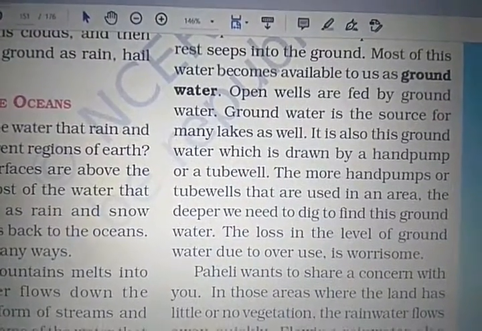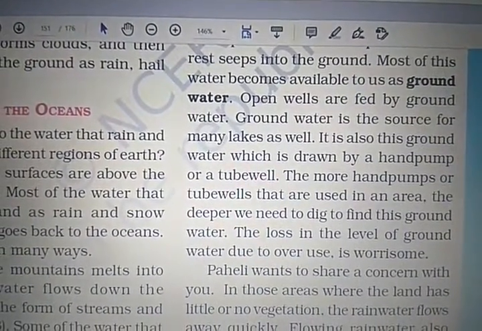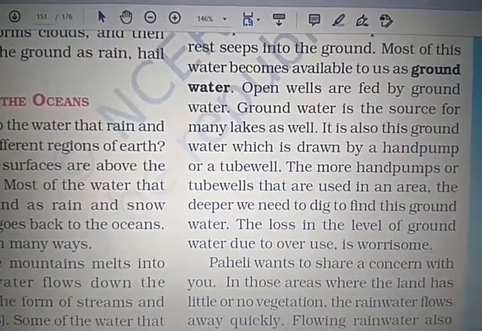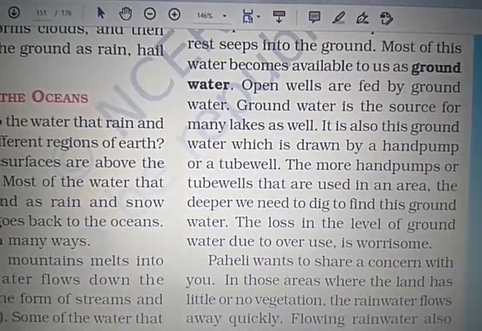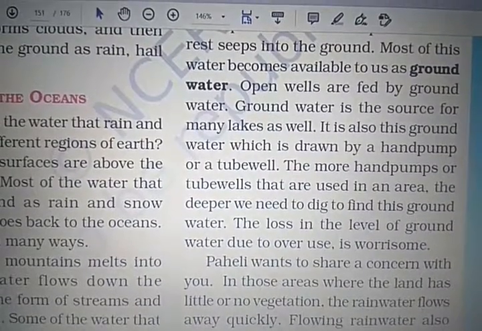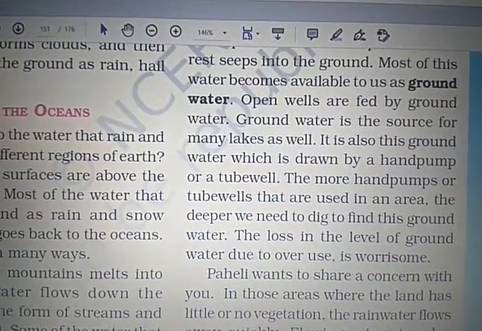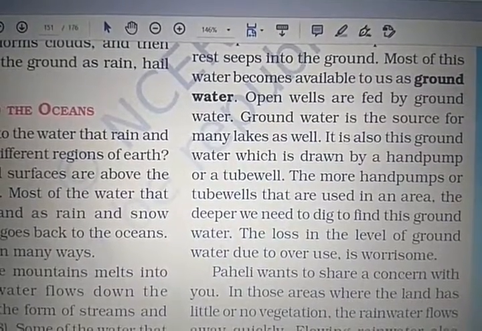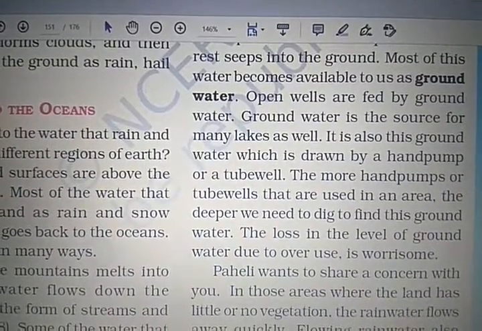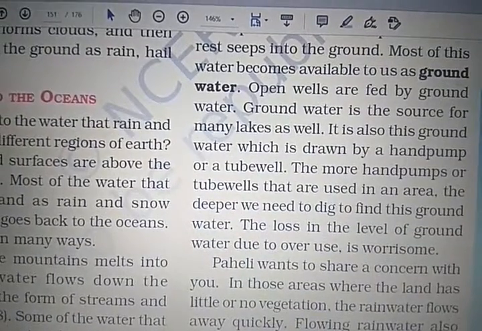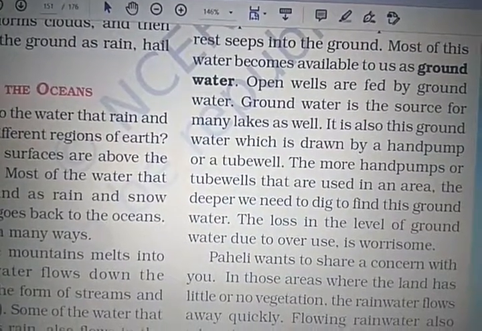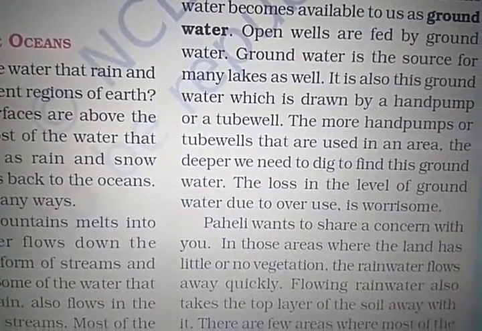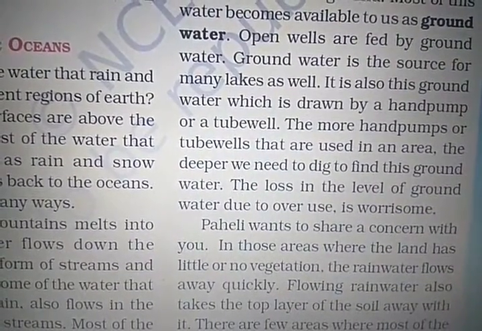Open wells are fed by the groundwater, and groundwater is the source for many lakes as well. It is also this groundwater which is drawn by the hand pump or tube well. The more hand pumps or tube wells that are used in an area, the deeper we need to dig to find this groundwater. The loss in the level of groundwater due to overuse is worrisome. So Paheli wants to share the concern with you.